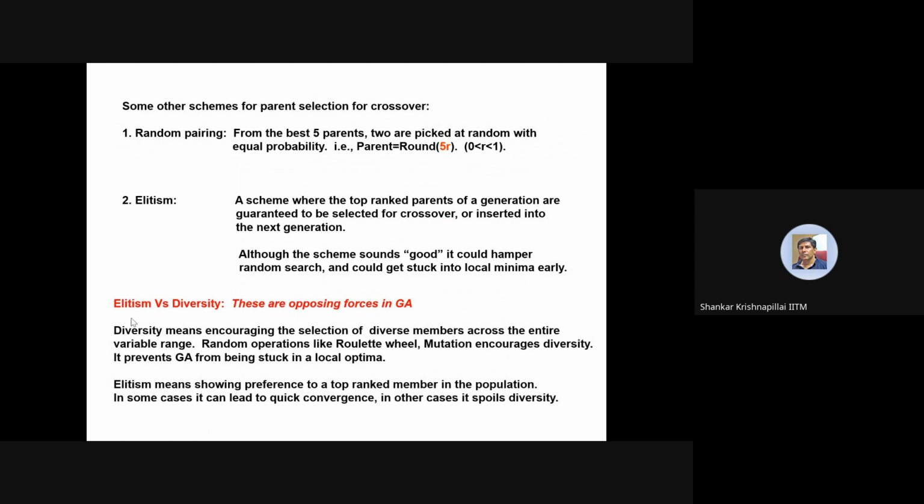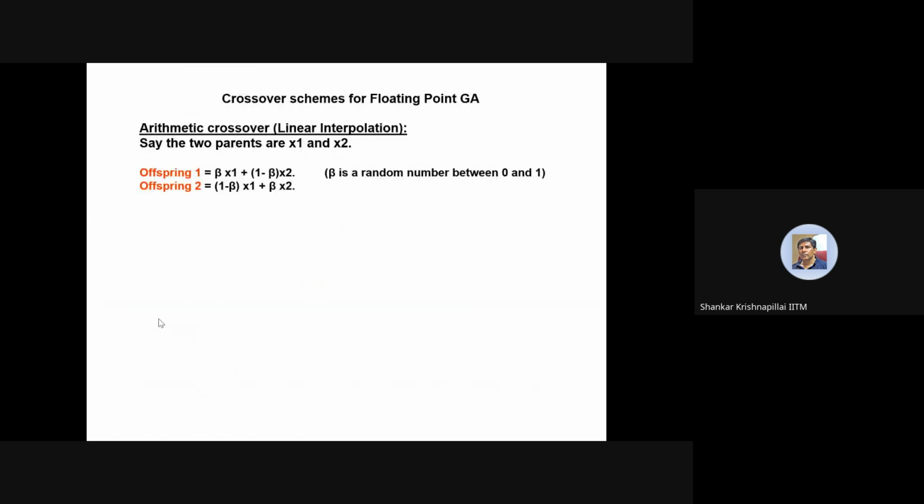Okay, so in the last class we reached up to here. Elitism versus diversity in the genetic algorithm. Next are some crossover methods for the floating point genetic algorithm.